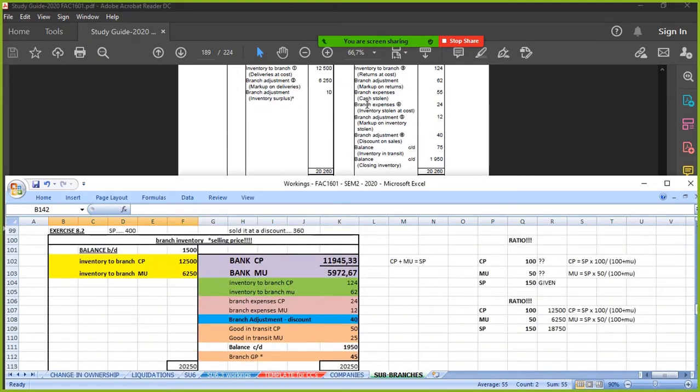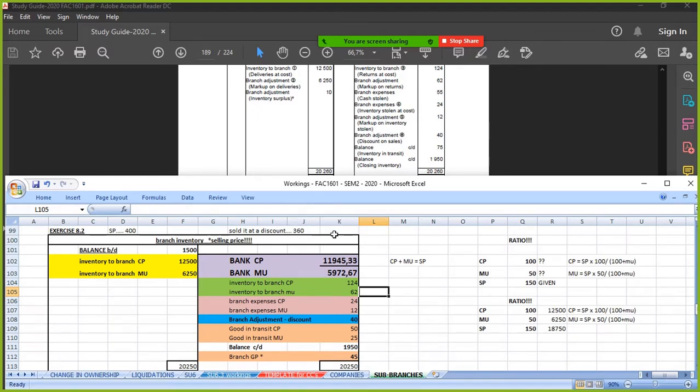Okay, here, branch expenses, inventory stolen, 24, branch adjustment, markup. Okay, that was on the inventory. That's the 12. Branch expenses 24, branch expenses markup 12. Yes, that's fine. I agree with that. Okay, so the only thing I don't agree with is this, the 55. Let me put a little note here. Okay, that's fine. I'll remember. Okay, let's see if that changes the balance.